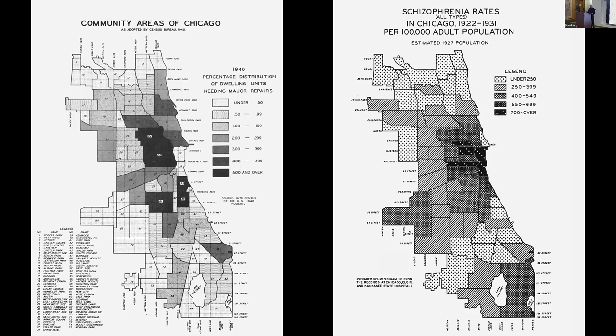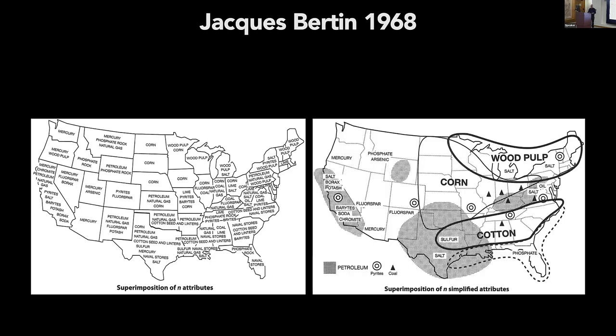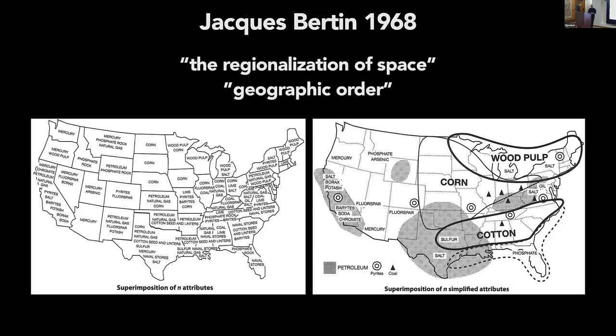So the famous post-war French theorist of graphics, Jacques Bertin, who we already heard about, described the purpose of mapping in very similar terms. He said the goal was to move from lots of complex and disorganized information to a finished map of simple shapes with little overlap. One example he used, he started with this map here showing natural resources for every state in the United States with lots of overlap and kind of bit by bit data. And he ended up after a couple of steps with these few hard-edged blobs. And Bertin called this the regionalization of space, or simply geographic order. And that was the goal of social scientific mapping.